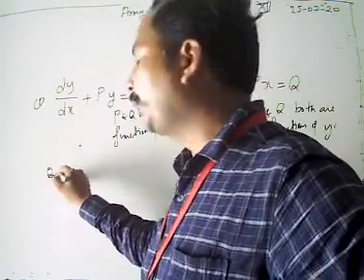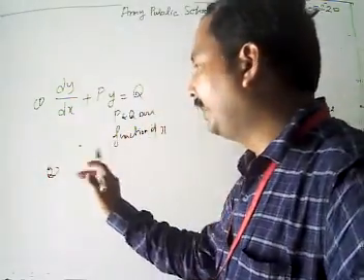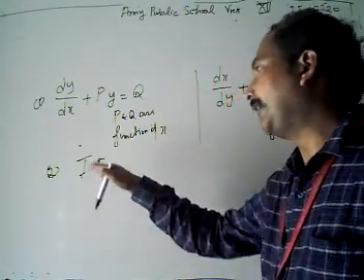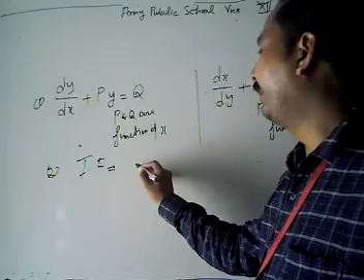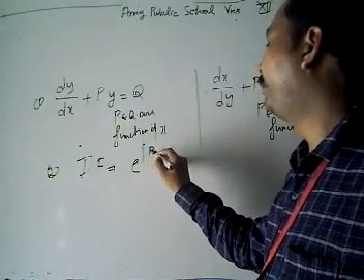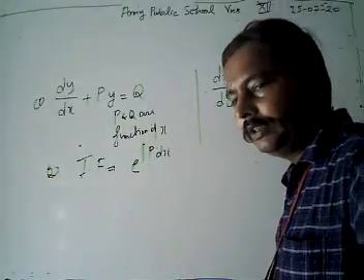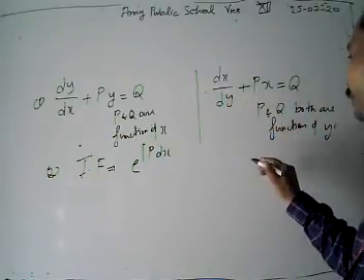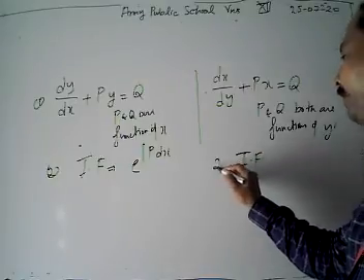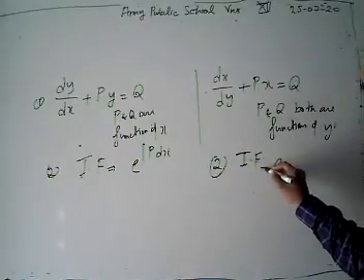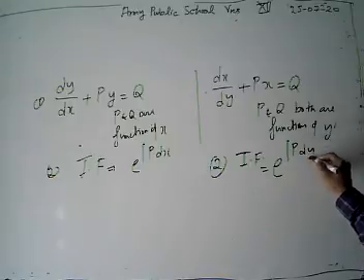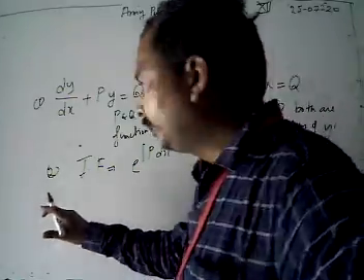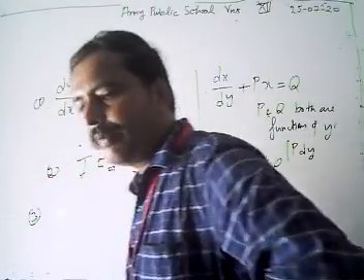This is our first step. And in the second step, what do we do? We find our IF, the integrating factor. If our equation is of the first format, how do we calculate the IF? It is e to the power integration of P dx. If our equation is in the form dx/dy plus Px equal to Q, then in the second step the IF is given by e to the power integration of P dy.